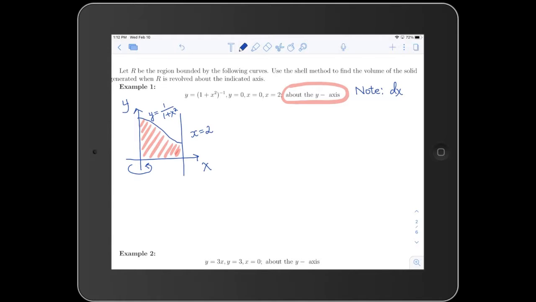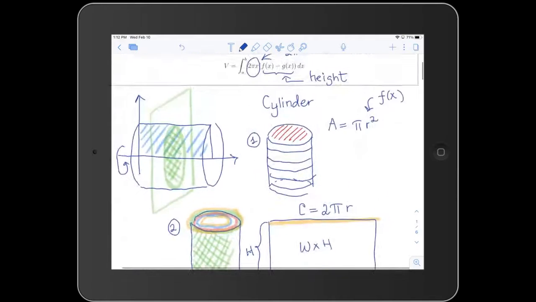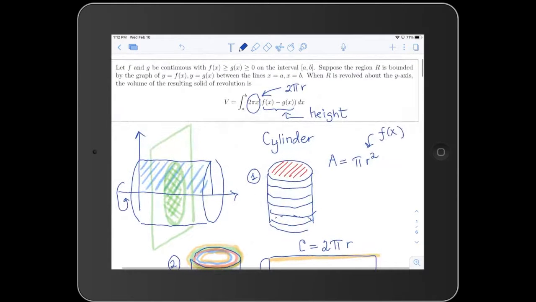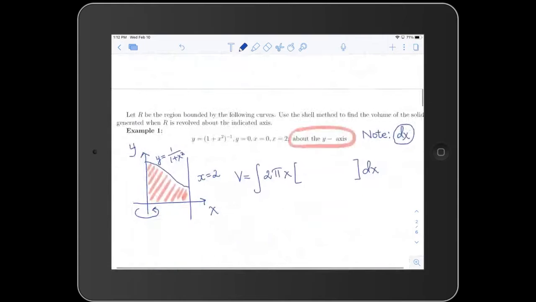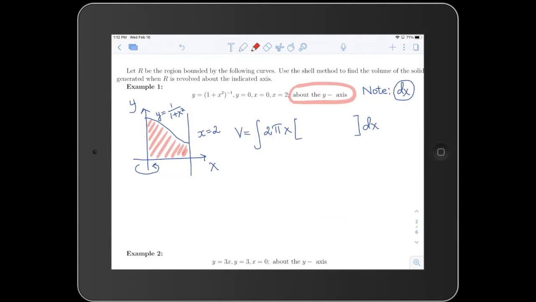How do we set up our formula? V is equal to the integral. Everything is in terms of x. I'm going to emphasize this. The formula says 2 pi x, something goes here, dx. And then we have f of x minus g of x. So we need to decide what the height of our shells is. The height would be this piece right here, the one that I'm highlighting with orange.